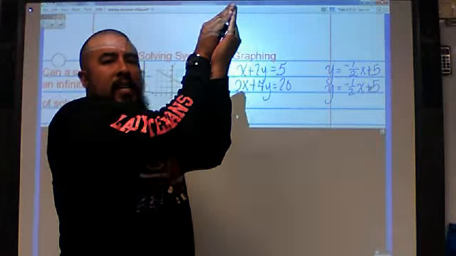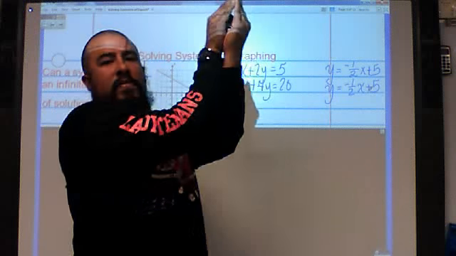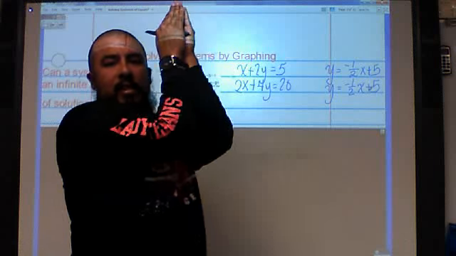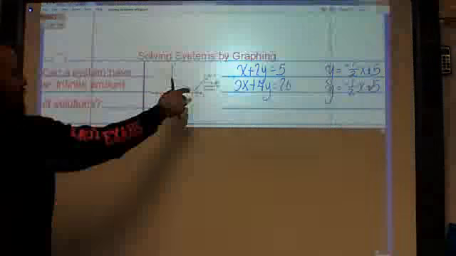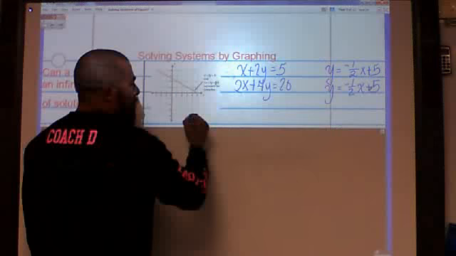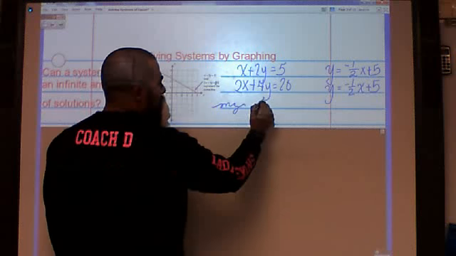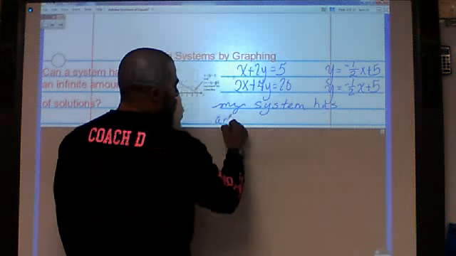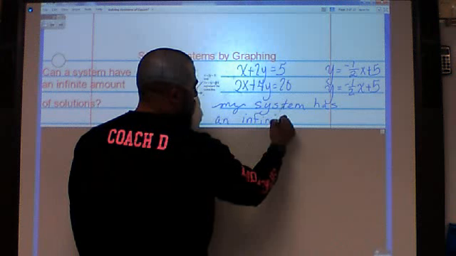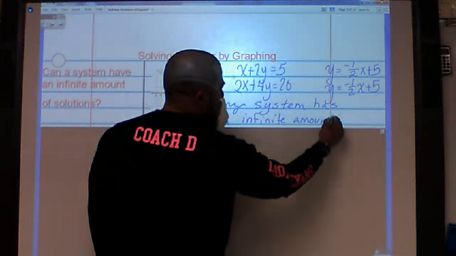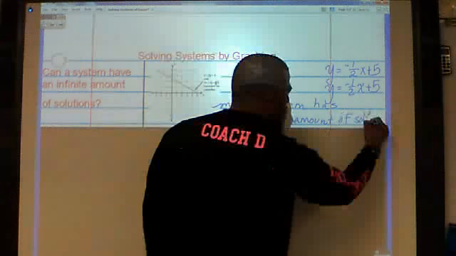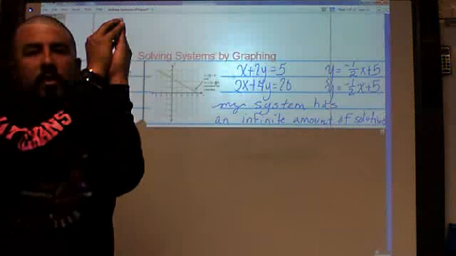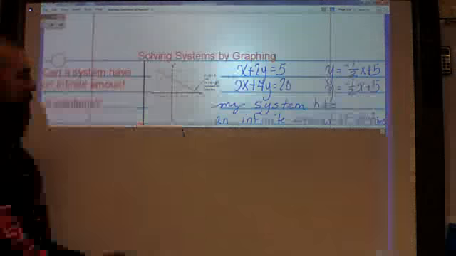And how many times are they touching? Well, they're touching all the time. It's an infinite amount of times that they're touching. They're not crossed like this at a point. They're touching on top of each other like this. So this system right here, and let's write my system, has an infinite amount of solutions because they are the same exact line and they're right on top of each other. Okay? So they have an infinite amount of solutions.